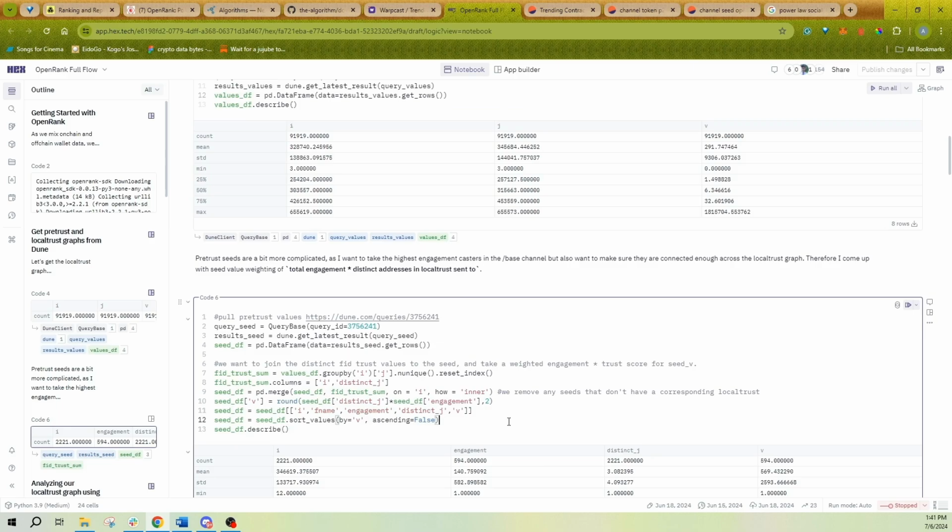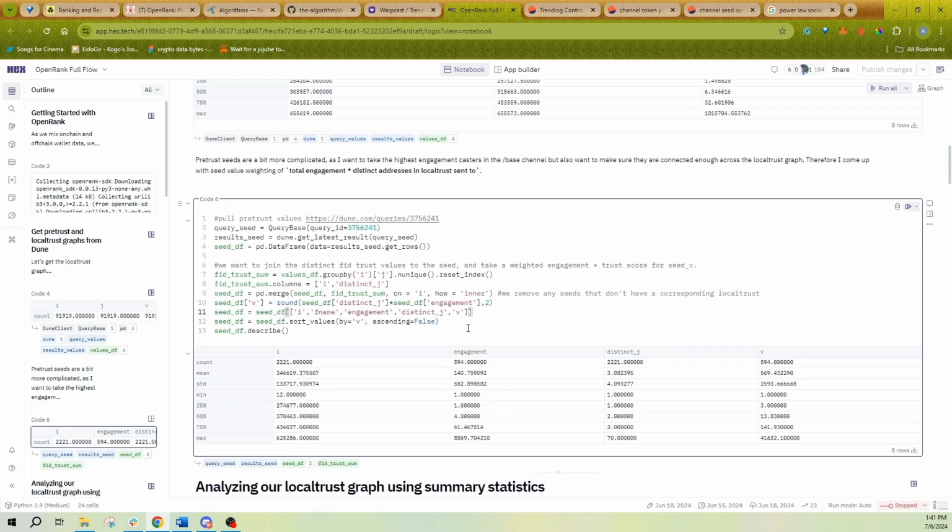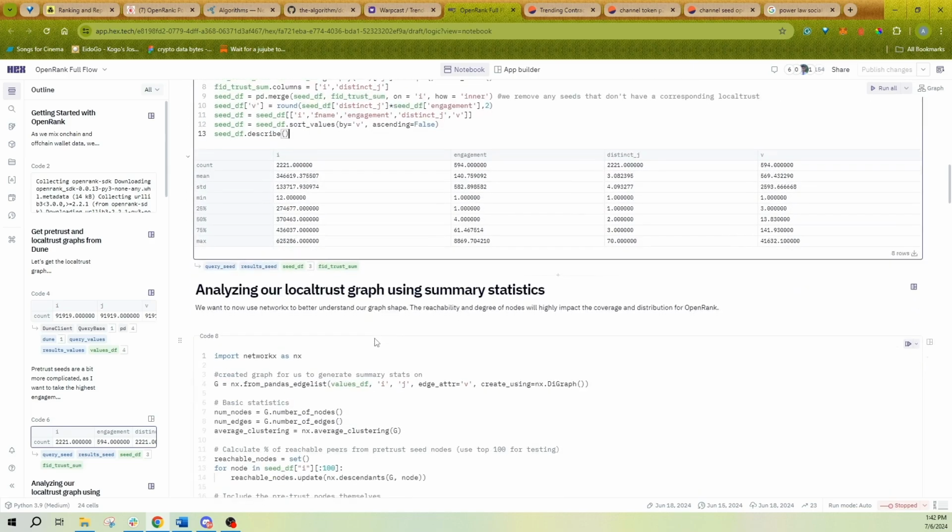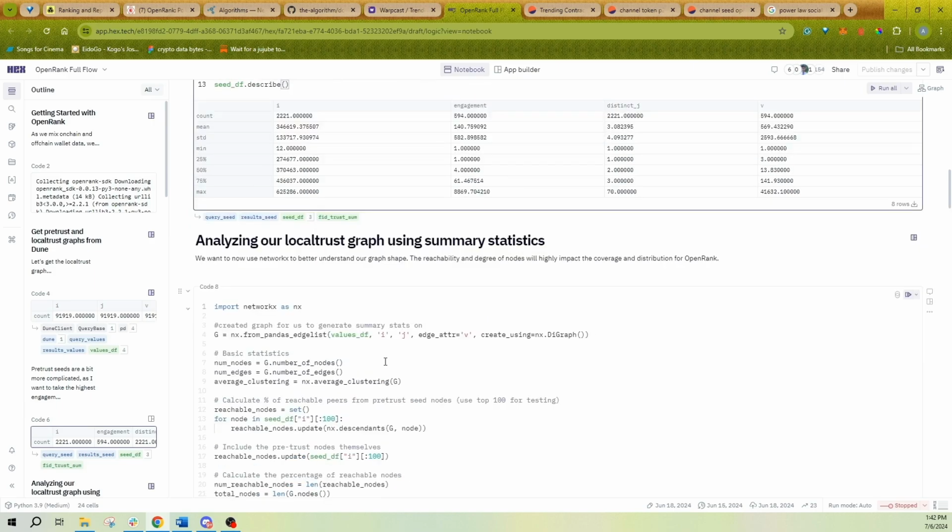But I'm going to take the seed, and I actually ended up weighting engagement by the number of people that they've transferred tokens to. So the more well-connected you are and the more engagement you get, that is going to be what I use for a final ranking of the seed. Why would I add this extra factor in here? It's because in this case, I want our pre-trust seed nodes to be as well connected as possible. So what does that mean?